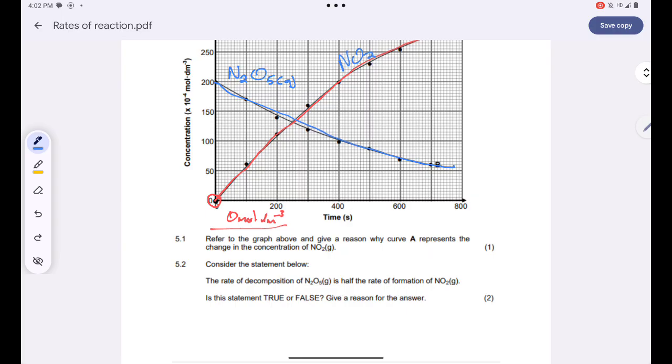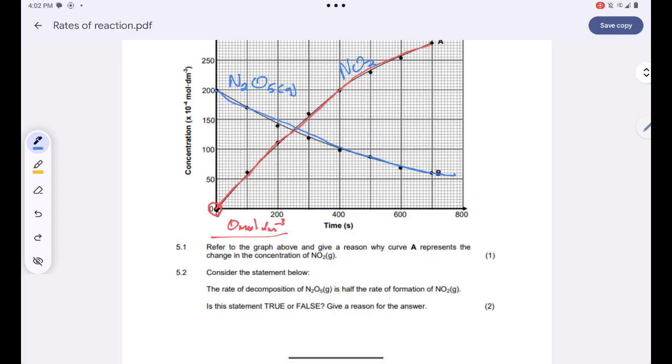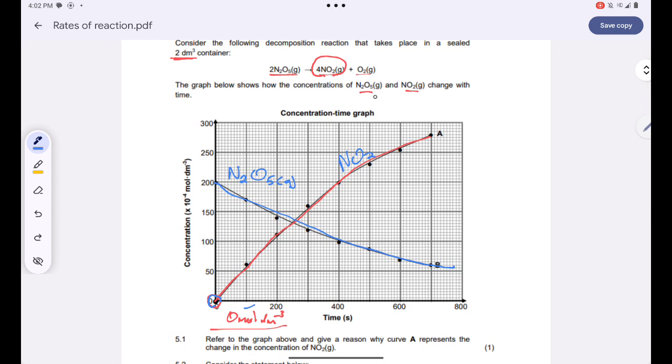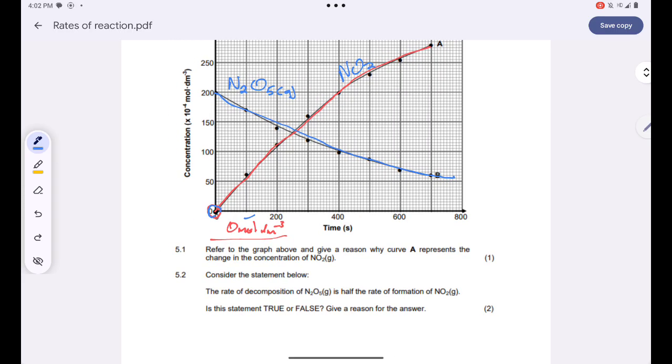First question, they want us to refer to the graph above and give a reason why curve A represents the change in concentration of nitrogen dioxide. Because at the beginning of the reaction, the concentration of this curve was 0 moles per cubic decimeter. The only compound which was 0 moles per cubic decimeter at the beginning of the reaction is nitrogen dioxide. Are you together?